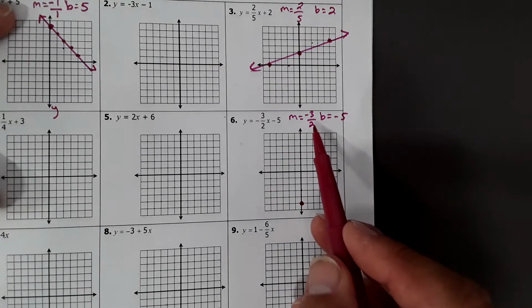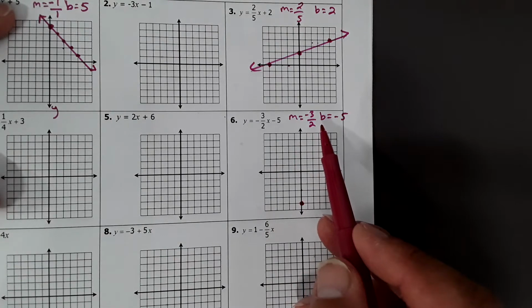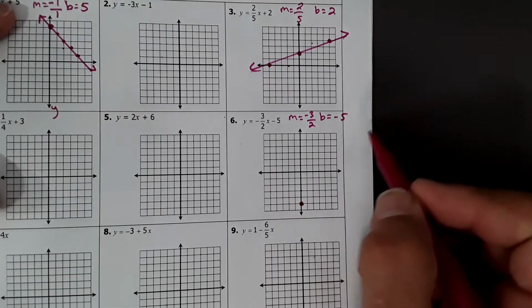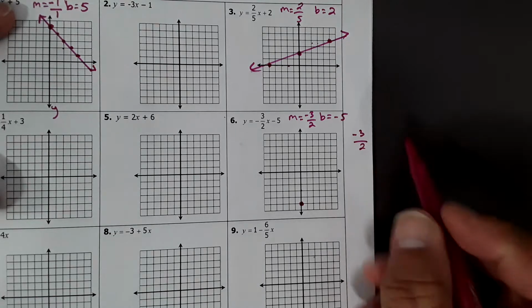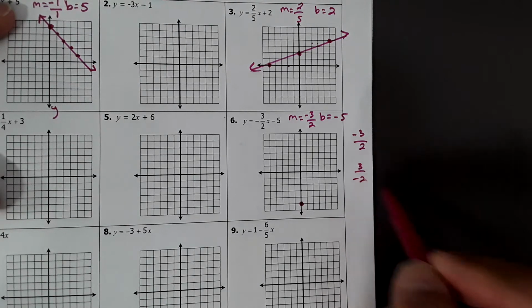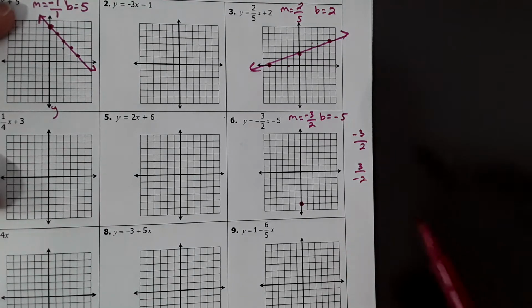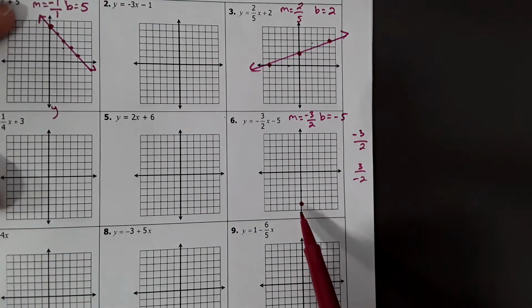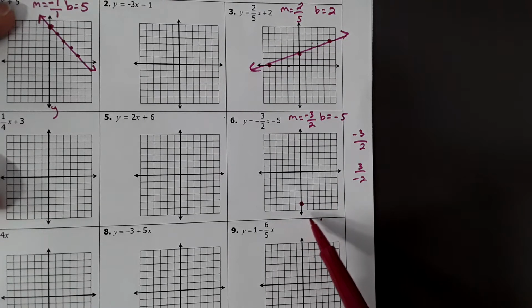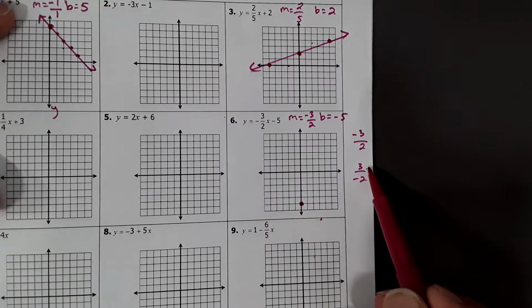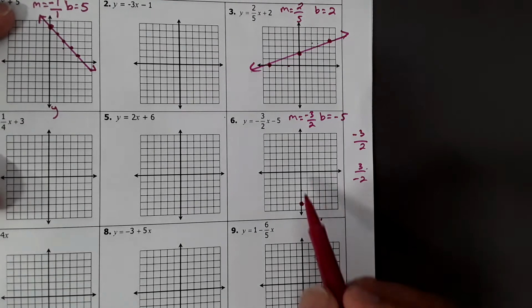And then this slope is -3/2. So the way I want you to treat that is either -3 over +2 or 3 over -2. Either way is okay. So -3 over 2 means I'm going to go down 3 and over 2, but I'm out of graph. So instead of going down 3 and right 2, I'm going to go up 3 and left 2.